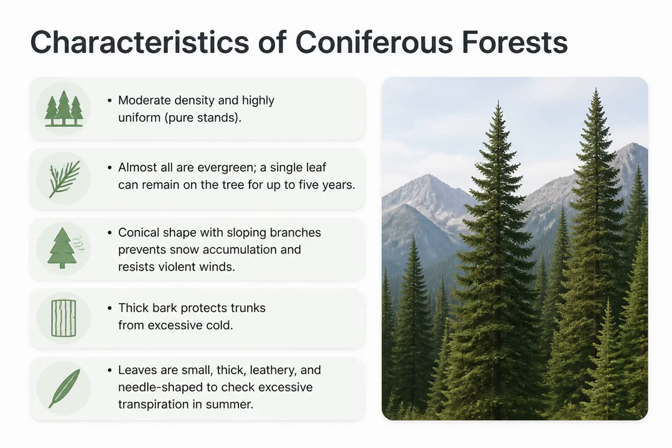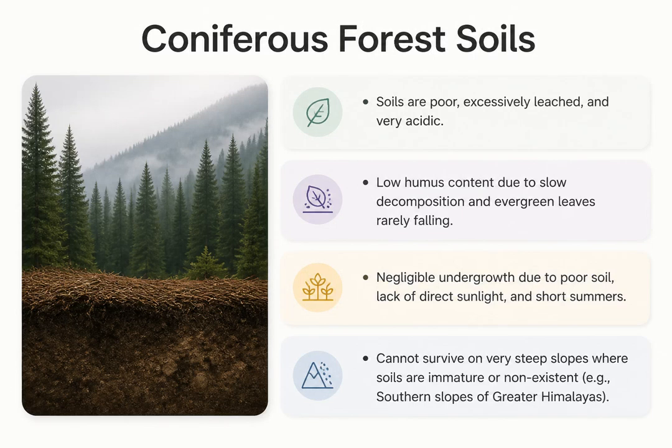Coniferous forests have some fascinating survival characteristics. They grow in moderate density and are incredibly uniform. Almost all conifers are evergreen, meaning they don't replace all their leaves annually like deciduous trees. A single needle can stay on the tree for up to 5 years. Their iconic conical shape and sloping branches are an evolutionary design to prevent heavy snow from accumulating and snapping the branches, while also offering little resistance to violent winds. They store food in their trunks, protected by thick bark. To survive the warm summers without losing too much water, their leaves are small, thick, leathery, and needle-shaped, which drastically reduces transpiration.